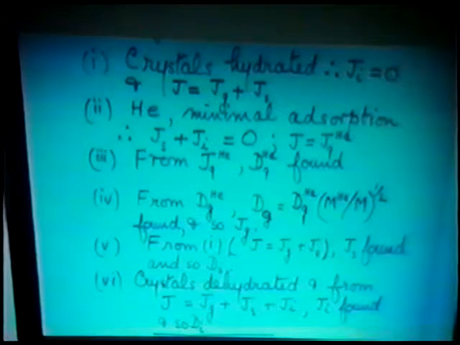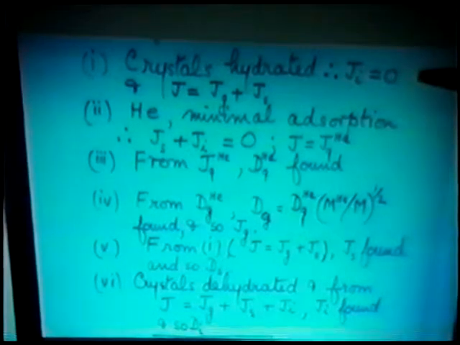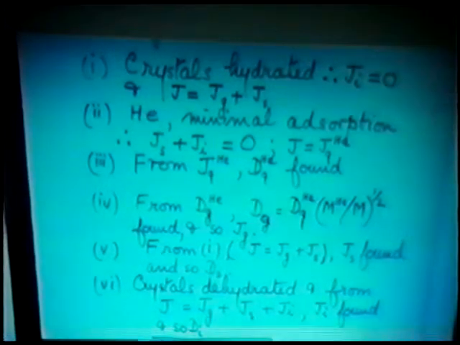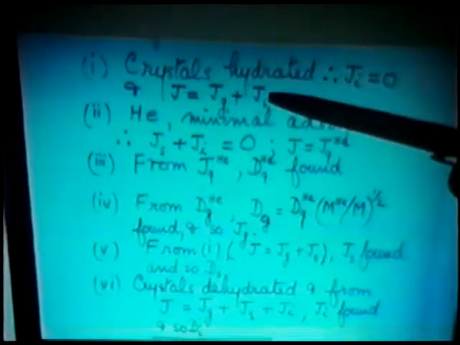So how is one to go about evaluating the three components and so getting the three diffusivities? Well, first of all, the crystals in the compact were hydrated. Therefore, this component was 0. So the total flow was the sum of these two.